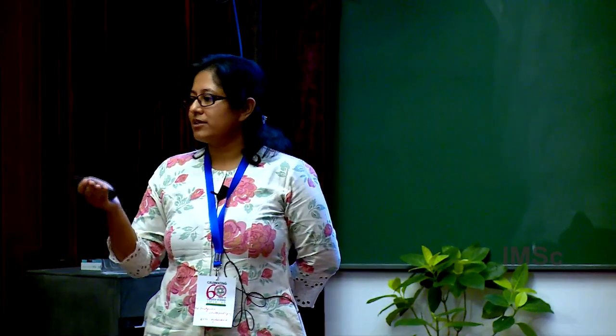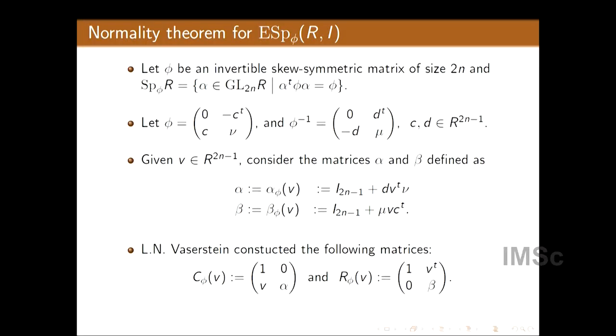And one could, using this alpha and beta, construct these new matrices, which I am denoting by C phi V and R phi V. One could check that C phi V and R phi V belong to SP phi R, the symplectic group with respect to any alternating form. It will satisfy the equation.